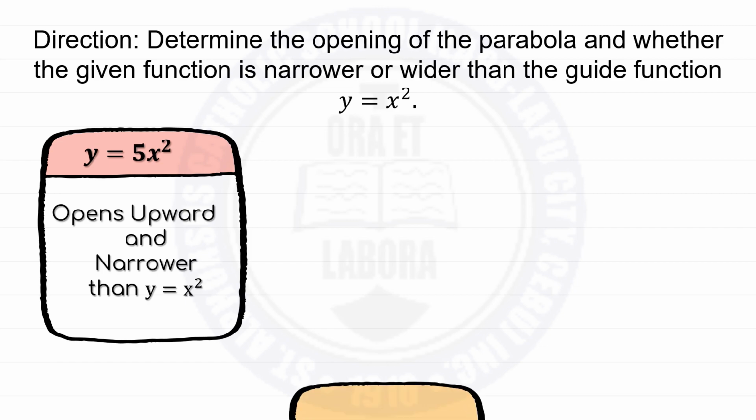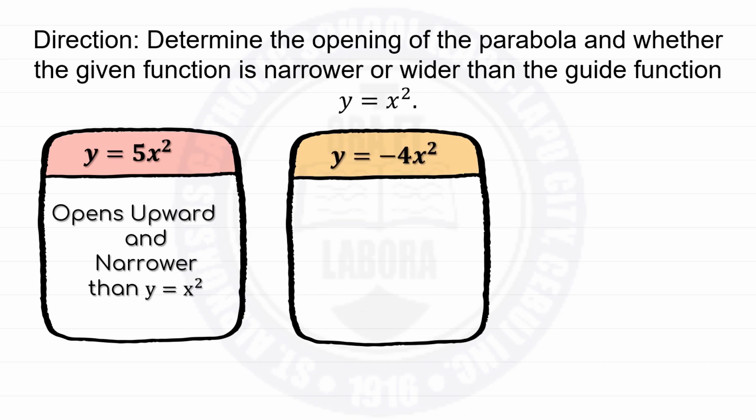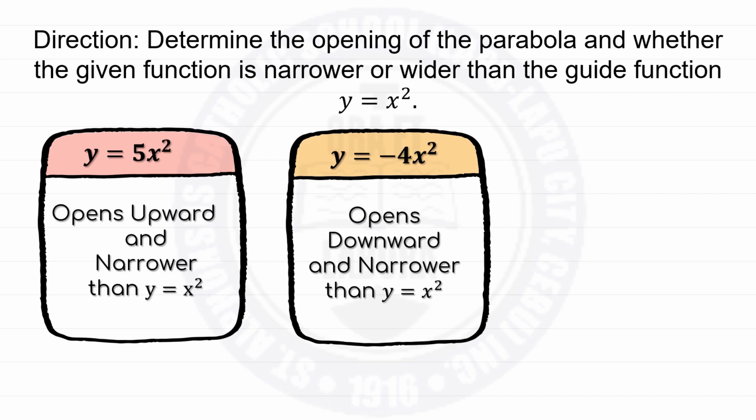Next, number 2. y equals negative 4x squared. It opens downward because the value of a is negative, and it is narrower still compared to y equals x squared because the absolute value of negative 4 is 4 and it is greater than 1.